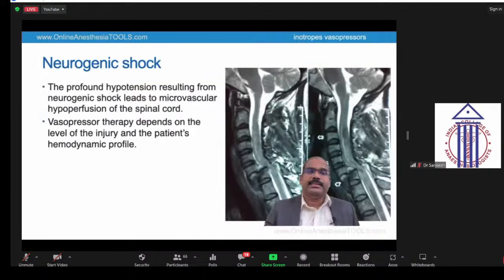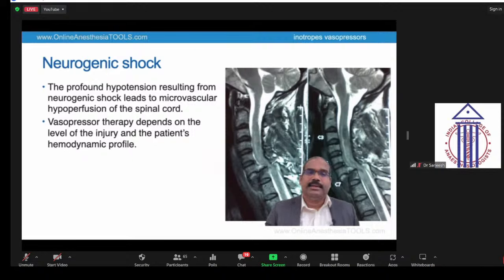Another common scenario is neurogenic shock, which is a common cardiovascular dysfunction seen in the acute stage after spinal cord injury. It is characterized by significant hypotension as well as hemodynamic swings, especially bradycardia. The changes in hemodynamic profile are the result of loss of supraspinal sympathetic excitatory input to sympathetic preganglionic neurons, which are crucial for maintaining the blood pressure. The profound hypotension resulting from neurogenic shock leads to microvascular hypoperfusion of the spinal cord itself. This vicious cycle of microcirculation affects neurological recovery rates.